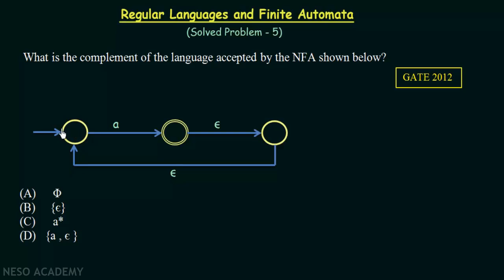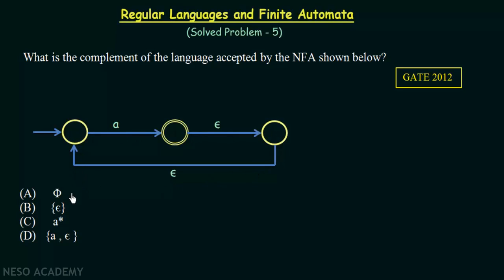Here, this is the starting state, and we have an input symbol A, which goes to the final state over here. And from the final state, if we get epsilon, which is the empty symbol, it goes to this next state over here. And even in this next state, if it gets epsilon or the empty symbol, it goes back to the starting state, and then it continues like this.